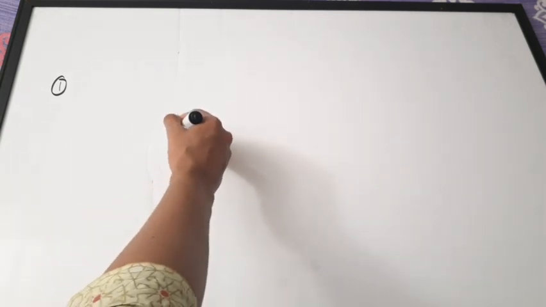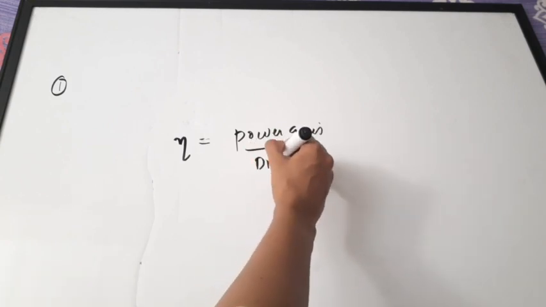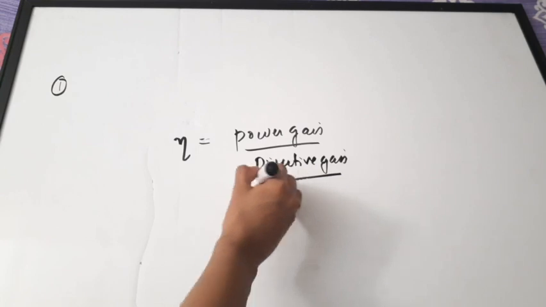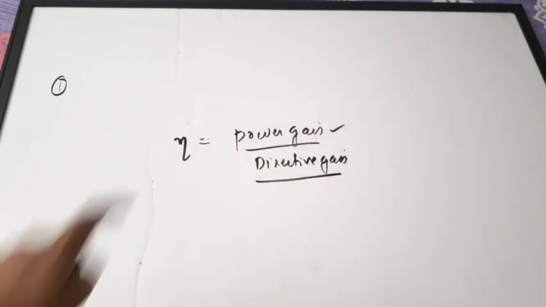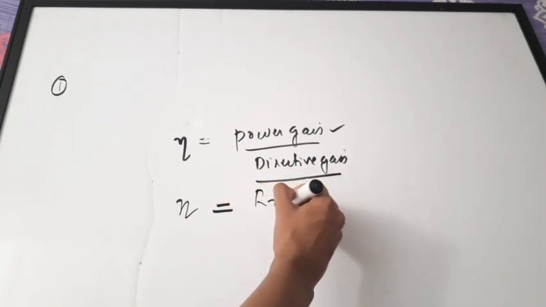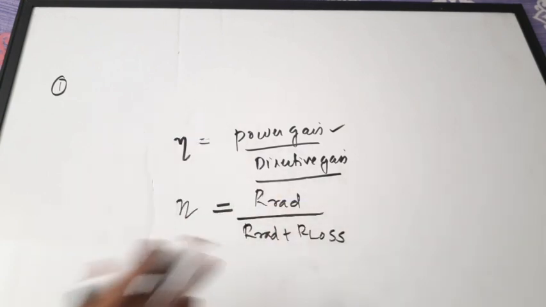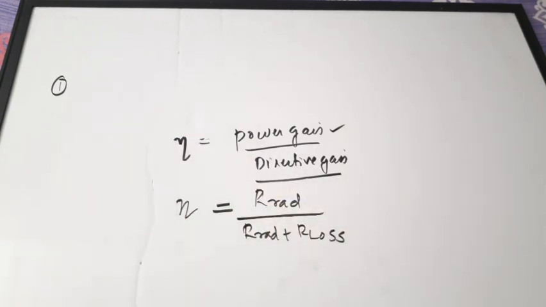With the help of the equation for efficiency, you can find the relation between power gain and directive gain. Efficiency is equal to power gain by directive gain. We have directive gain. We need to find power gain, but in order to find power gain, we need efficiency. Now, you can write efficiency in terms of the resistances: efficiency is equal to radiation resistance by radiation resistance plus loss resistance. These two equations are very, very important while studying antenna and while doing its numericals.